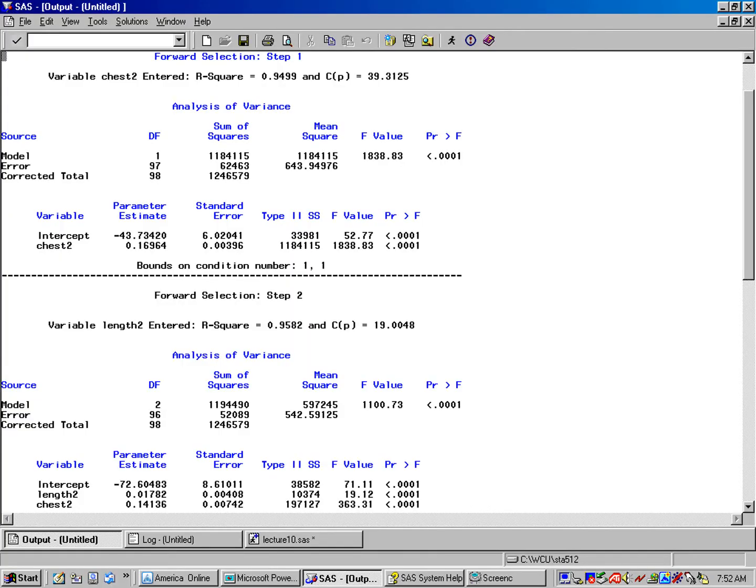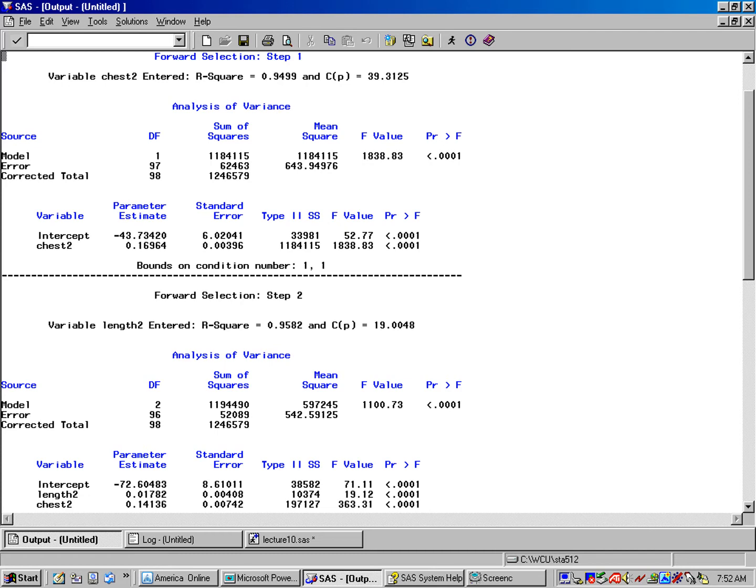So SAS starts walking us through this process. It looks at all of our 7 variables and says, of these 7 variables, which one is the most highly correlated with a bear's weight? Turns out the answer to that question is chest squared. So it adds chest squared to our model.